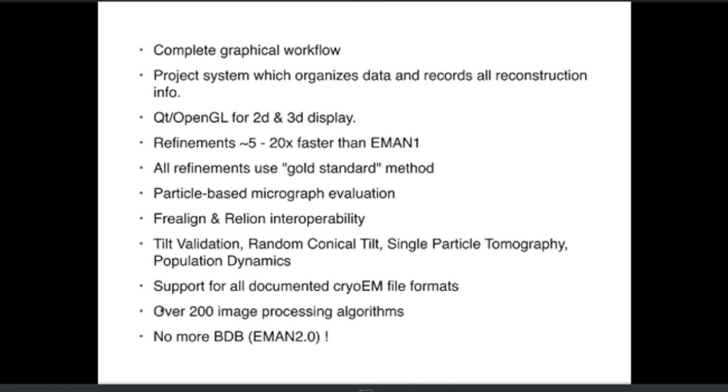We've got over 200 general purpose image processing algorithms. And for those of you who might have played with EMAN2.0 and been frustrated by this database system that we use to store data and metadata, we've eliminated that in EMAN2.1. So now in EMAN2.1, metadata is stored in human readable flat files, and image data is all stored in HDF files, which are a broad multidisciplinary standard.